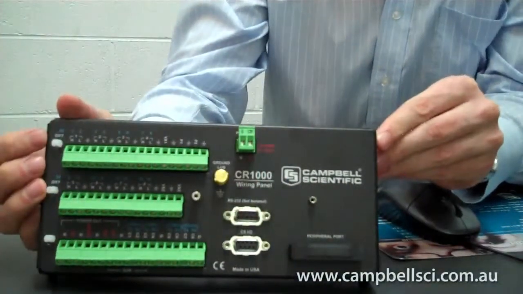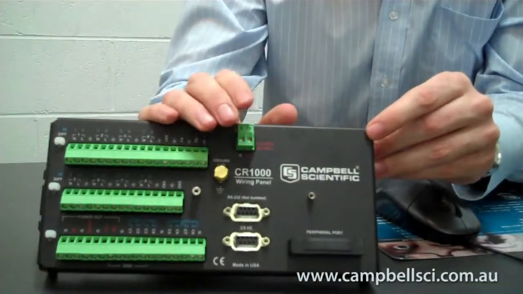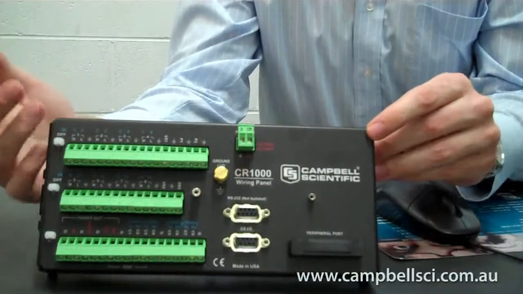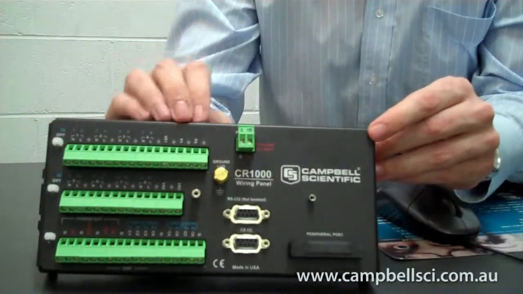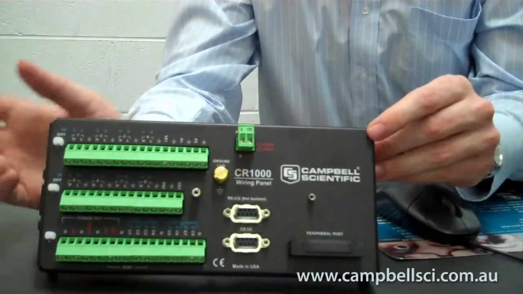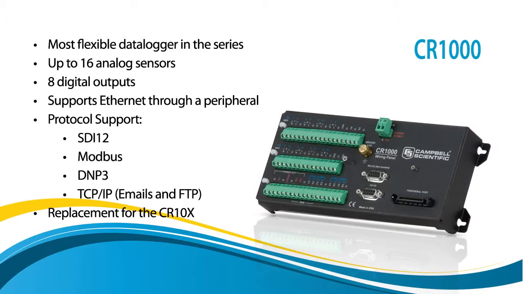The RS232 port is a standard RS232 port. We use that to connect to laptops to download the data or to program the logger. We can also use it to connect to PLCs or RTUs or those sort of things. The CR1000 will support DNP3 and it will support Modbus if you're connecting to a PLC. Alright, that's the CR1000.